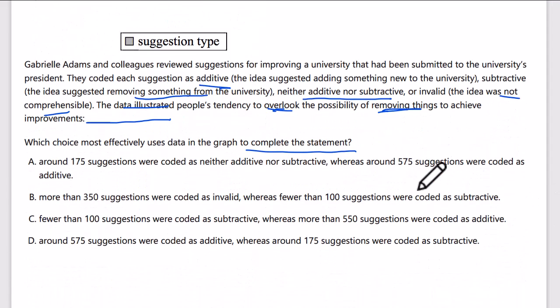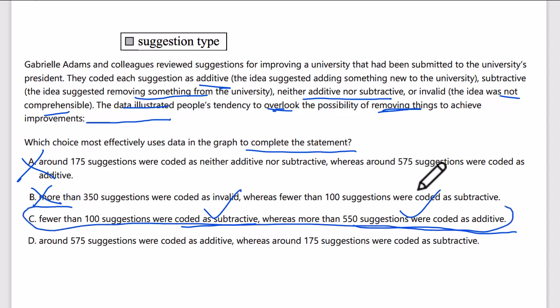Around 175 suggestions were coded as... no, that's not it. More than 350? No, that's a lot. That's not going to be it, right? Fewer than 100 suggestions were coded as subtractive, whereas more than 550 were coded as additive. Again, this shows people want to add things, not subtract things, and that illustrates our claim. C is going to be the right answer.